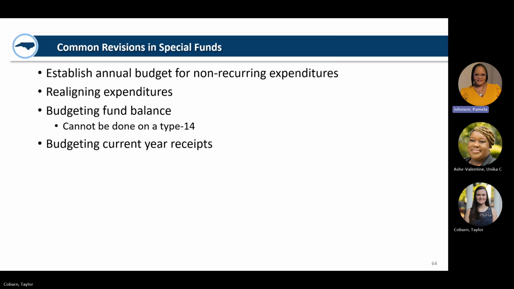Next, we have realigning expenditures and budgeting fund balance. When preparing revisions using fund balance, the fund should be available for expenditure in the fund, and the agency should demonstrate clear authority to use those funds. Budgeting current year receipts may include budgeting over realized receipts for expenditures.